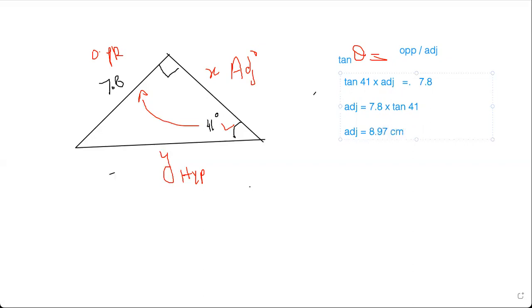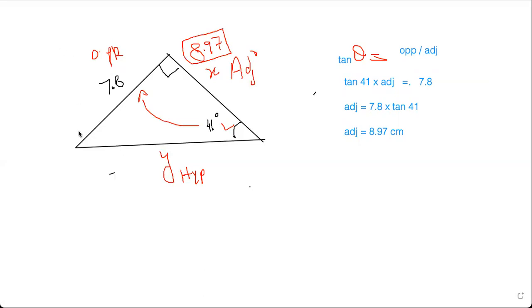centimeter. If the lengths are given in centimeters, you have to write centimeter here. If the lengths are given in meter, you have to write meter here. If the lengths are given in millimeter, you have to write millimeter here. There is no conversion. So what is adjacent? This is actually x. So you can write the value of adjacent here, which is 8.97.